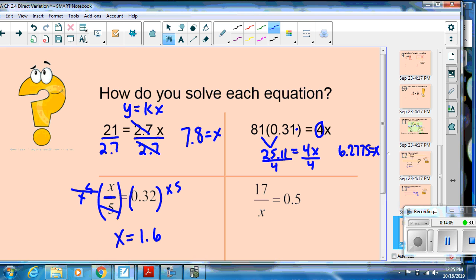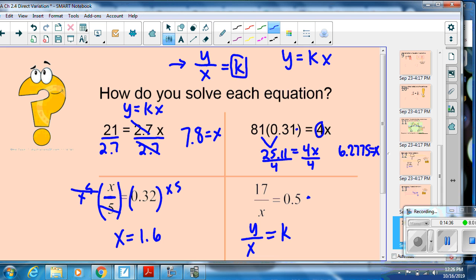Finally, in this one, now this is a little bit different, so pay close attention. Remember, I have y equals kx. You've got to memorize that direct variation relationship, right? But another version of that is y divided by x equals k. In other words, I can get my constant of variation by dividing y by x. That's this type of situation. So this is y divided by x equals k. Okay, so still proportional, still direct variation, but it just looks a little bit different.